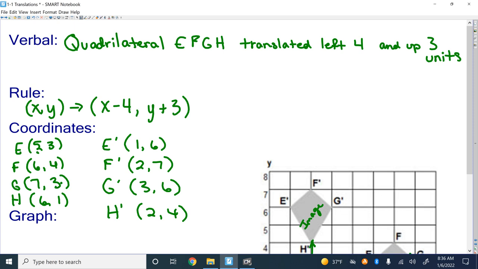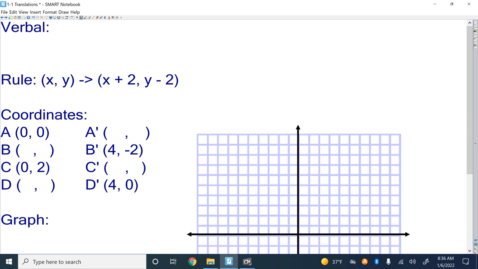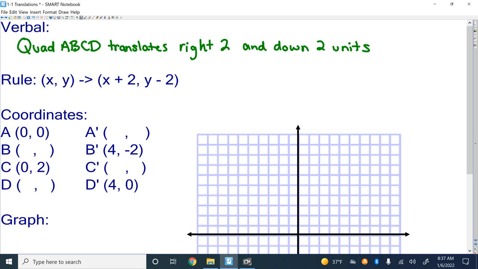All right, last translation problem. We are given the rule and half of the coordinates, so probably a good idea to write the verbal statement. We could write the verbal statement from this rule, right? Now, how many coordinates do we have? It'd be the quad, because we have 4. So quadrilateral A, B, C, D translates right 2, because the x plus 2, and then down 2 units, because we have the y minus 2.